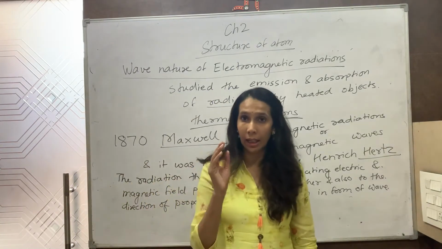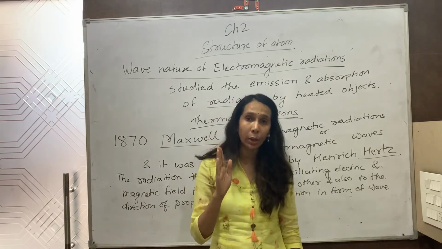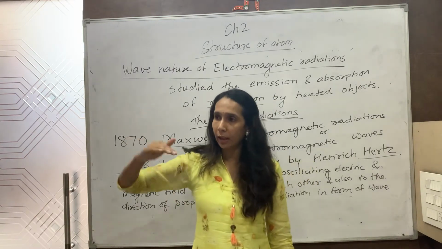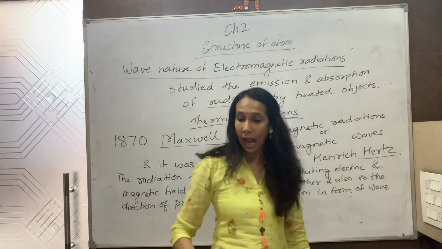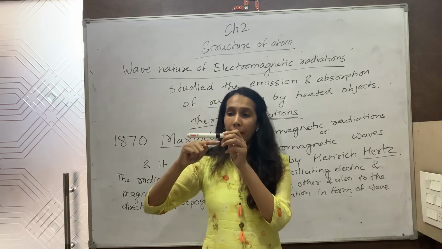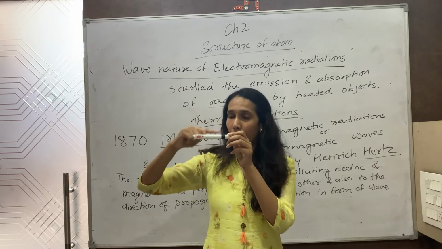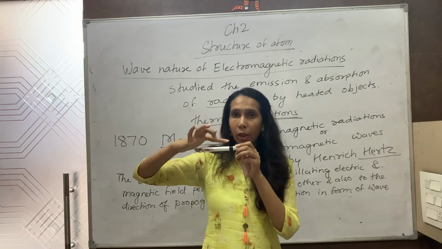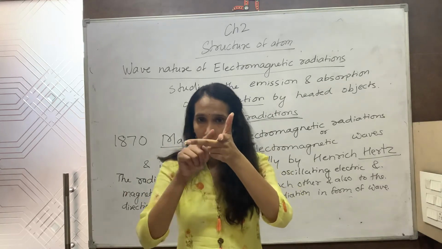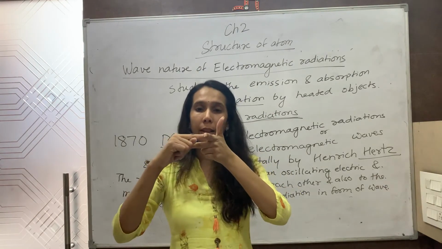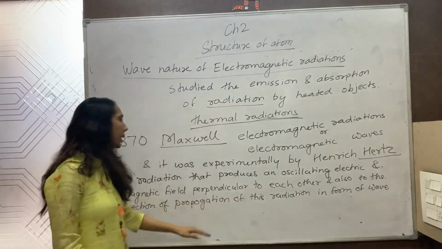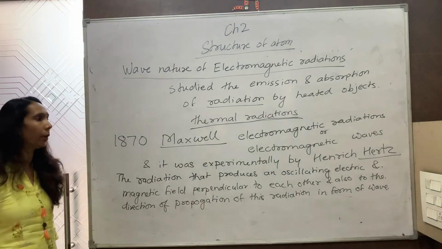Again, I am repeating, light or any electrically charged particle which is accelerated moves in the form of waves. If this is the direction of propagation of wave, in its perpendicular direction there is an oscillating electric field, and again perpendicular to it there is an oscillating magnetic field. So three things are perpendicular to each other. This is the direction of propagation of wave, this is the oscillating electric field, and this is the oscillating magnetic field. And these radiations are called electromagnetic radiations or waves.